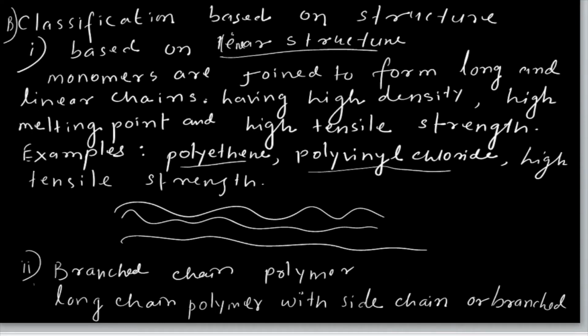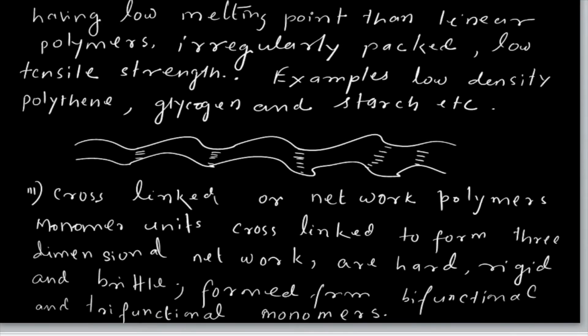Then what is that one? Branch or side chain, or you can say branch chain. Next we will see how it is formed, having a low melting point. Since it is branched, it can melt easily, and the bonds break easily, unlike the linear polymer.